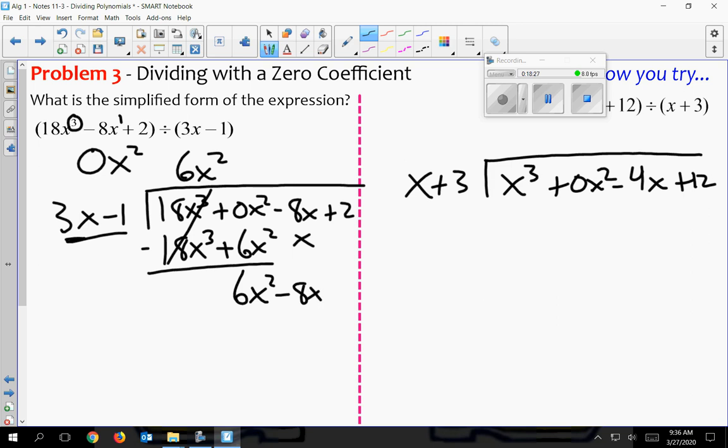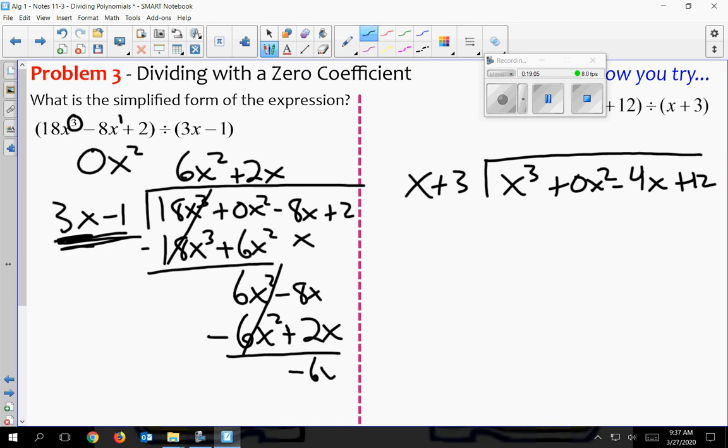Okay. Now I repeat my process. How do I make this 3x into 6x squared? Well, I think if I multiply it by 2x, it should work, but I have to take the 2x and distribute it here again. So 6x squared minus 2x. I'm going to go ahead and subtract that. That's going to make that minus. That's going to change this to plus. This is going to cancel each other out. And here I'm going to get negative 6x. Bring down this 2.